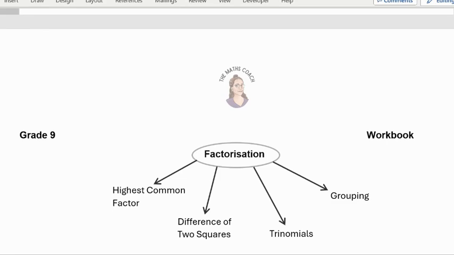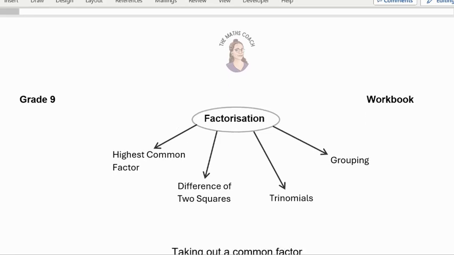So in grade 9, and you know what, even the grade 12s are like, I wish I was better at factorization, because you just use it all the time in grade 10, in grade 11, and in grade 12.